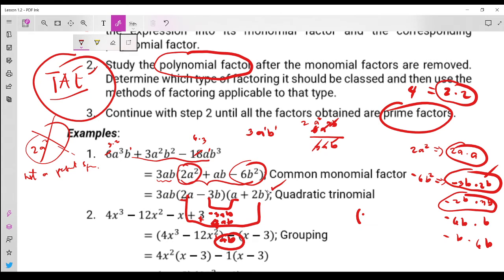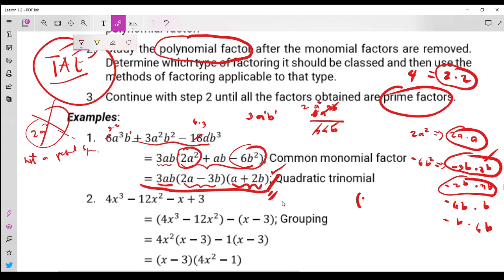Okay, so I'll just erase this one. Since we have here our factors, we will determine if it is indeed non-factorable, or if these are already our prime factors. 3ab, we can no longer factor this. 2a minus 3b, we can no longer factor. Also, a plus 2b, we can no longer factor. So meaning this will be our final answer.